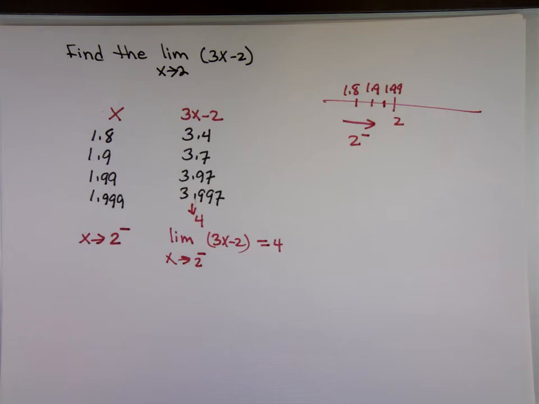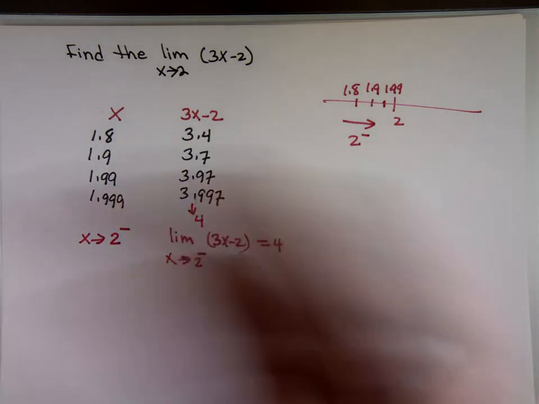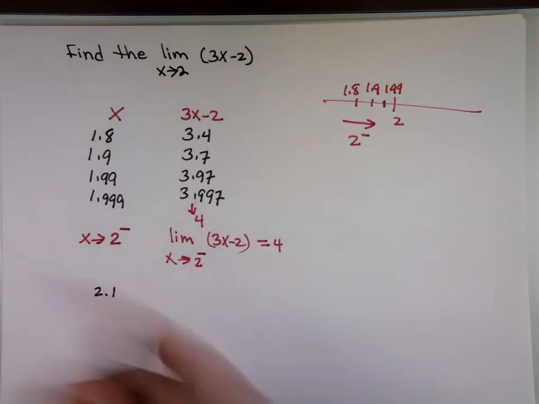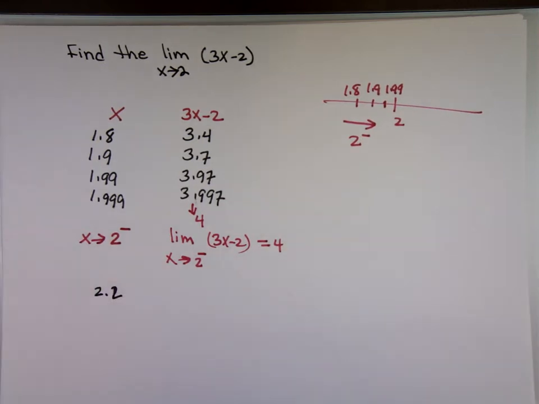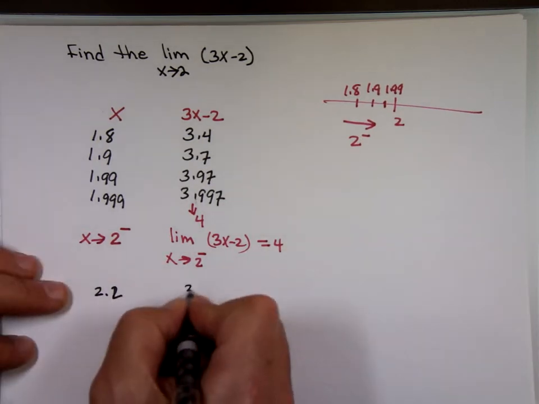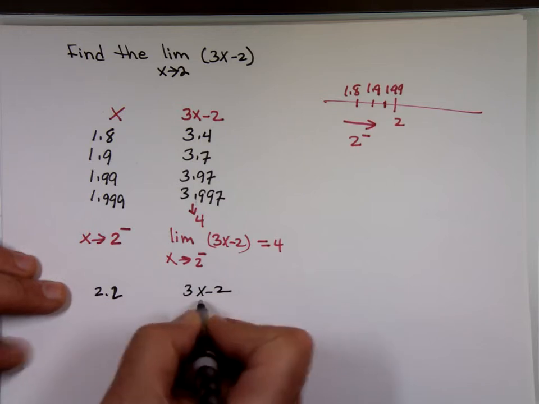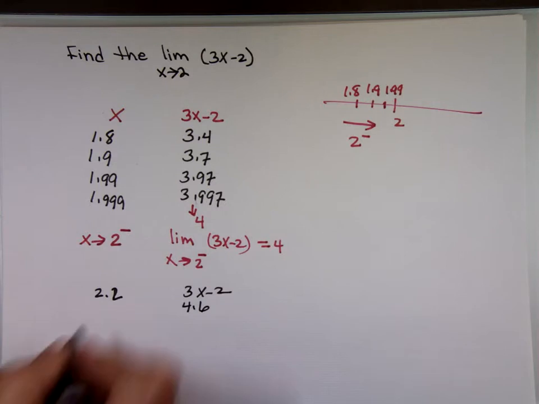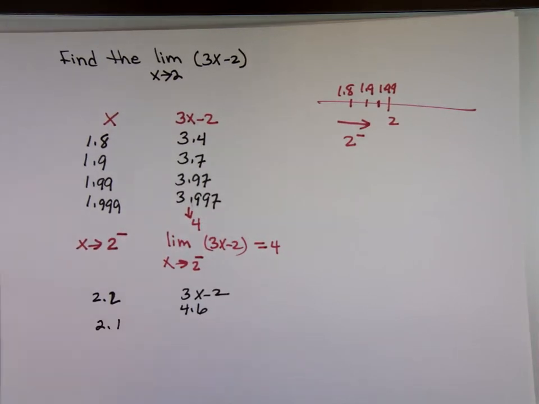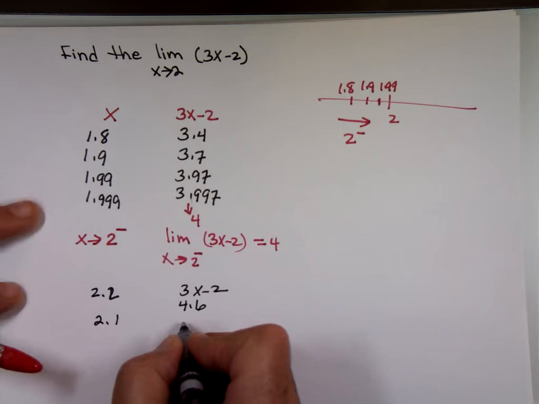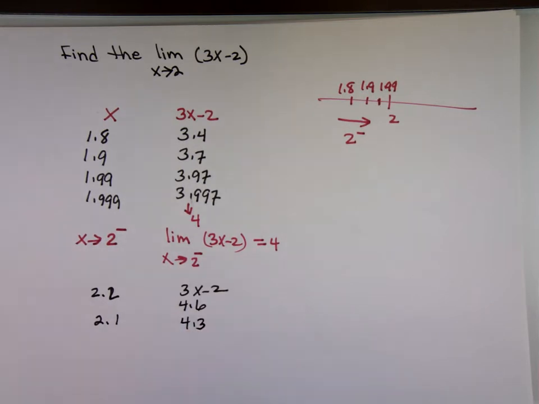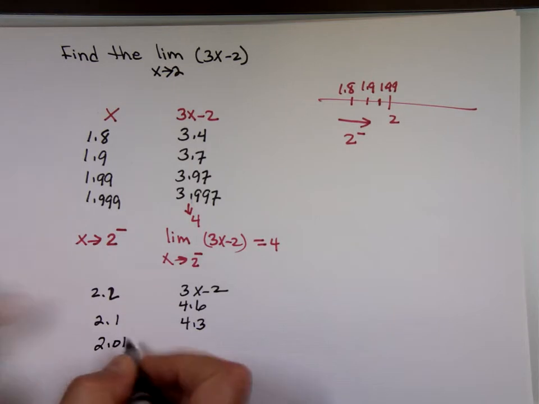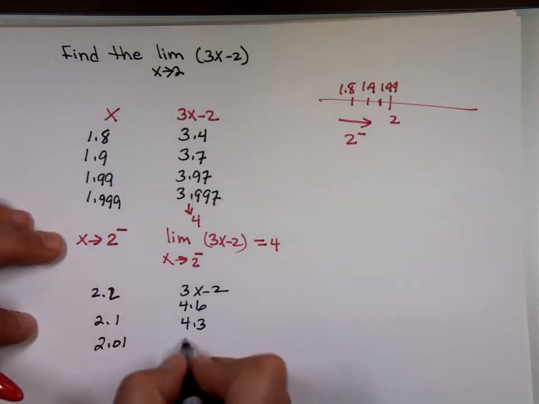Well, let's look at it from the right side. That means you are more than 2. How about a 2.1? Let's begin even with 2.2, farther away. At 2.2, what is 3x minus 2 going to be? Is that a 4.6? Let me try 2.1. Is that 4.3? Let me try 2.01. Is that a 4.03?